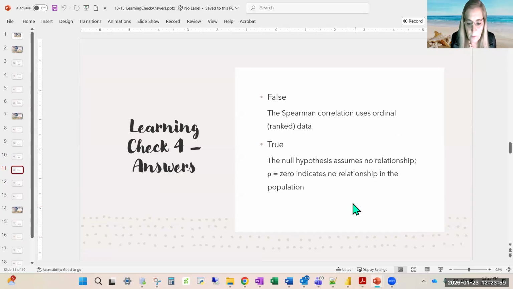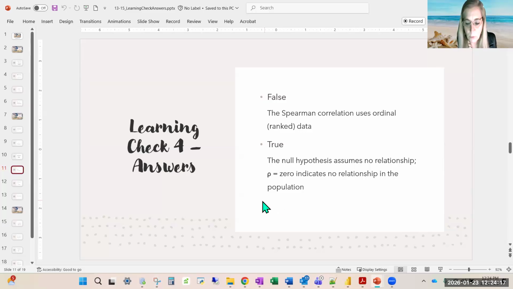All right, the first one is false. Remember, the Spearman correlation uses ordinal data, ranked data. Dichotomous means 2. Remember, DI means 2. Ranked ordinal data can have more than 2, and there's an order to it.